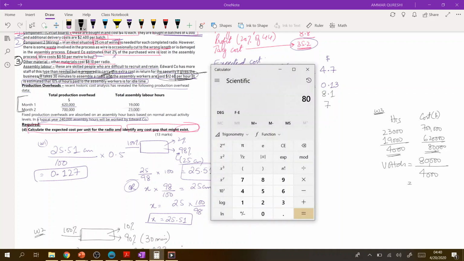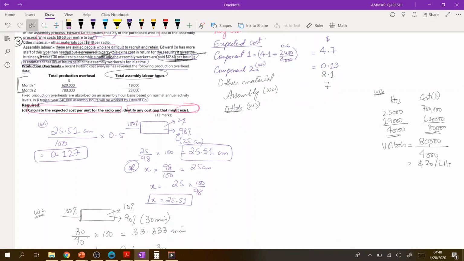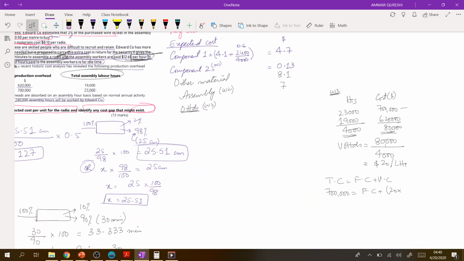So 80,000 divided by 4,000 equals 20. So variable overheads are 20 per assembling labor hour, right? Now calculate fixed cost. Total cost equals fixed cost plus variable cost. So let's take the total cost of the highest activity level because there is no step-up issue. So 700,000 is the total cost. We don't know the fixed cost, but we know 20 is the variable cost. Multiply by what? Multiply by 23,000, right?